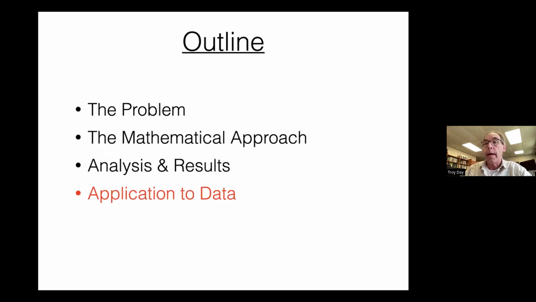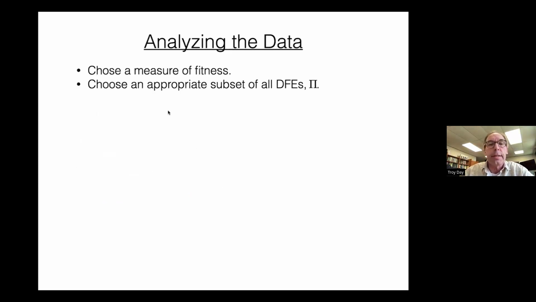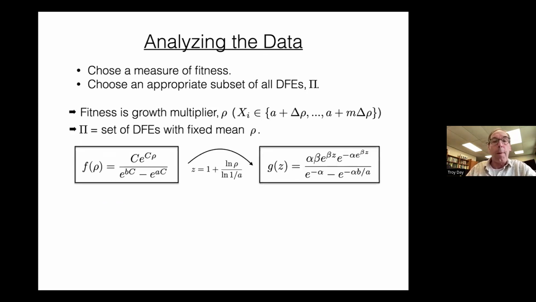So the result is that if I focus on a particular subset, I have a very specific distribution I'd expect to observe. And the question is, how do I apply this to data? To do that, I'm going to have to choose a measure of fitness. What am I quantifying that axis by? And I need to choose an appropriate subset of all of the DFEs. Remember, I'm thinking of that as some way to characterize the environment that I'm measuring things in. There are many ways you could make these choices, and I'm going to make some specific ones here, motivated mostly by what people have done previously in testing these models.